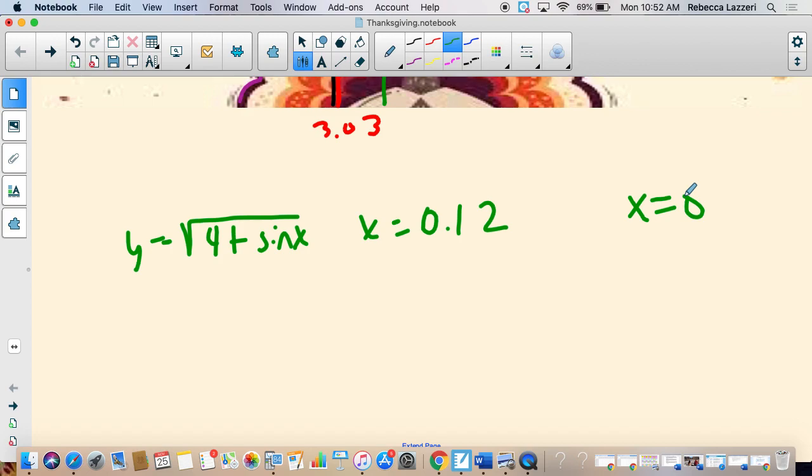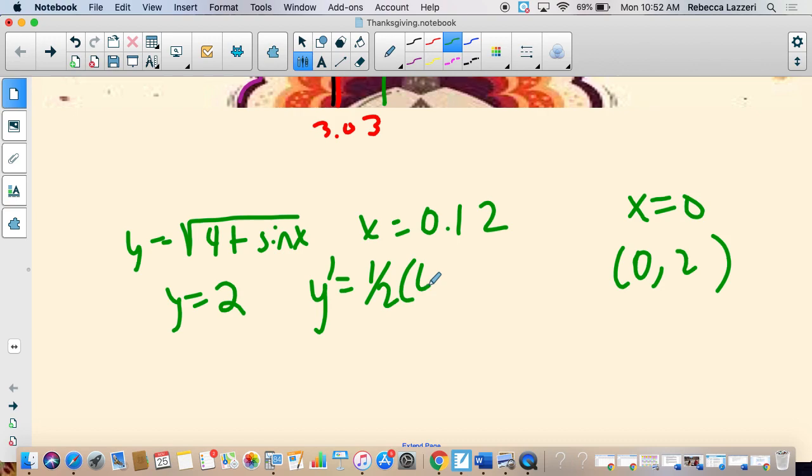So if I fill in 0, I get y is equal to 2. Are y'all okay with that? Yeah. So I have the point 0, 2. I have to use the chain rule to find the slope. That's what we did wrong. We were like, square root of 5.